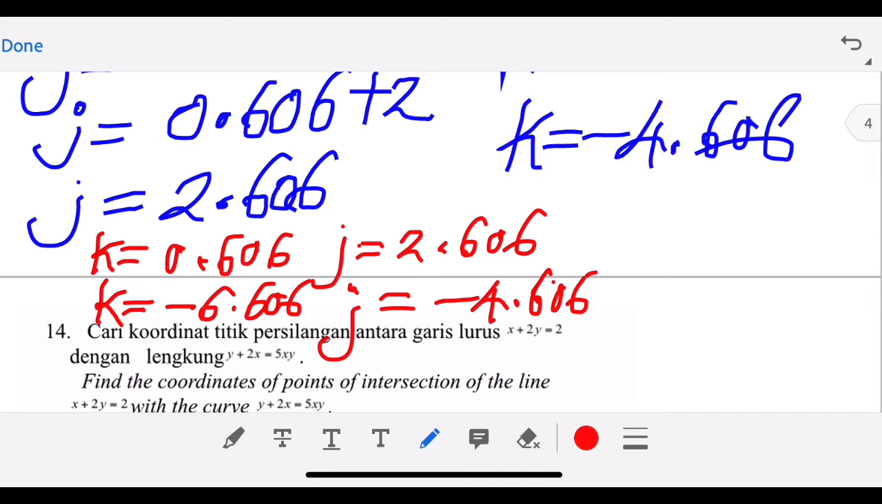I think the given answer is actually in y, so that was wrong. So always double check the unknown given. The unknown given is k and j, so you cannot give your answer in terms of x and y. Alright, please double check your answer before you pass up to me.